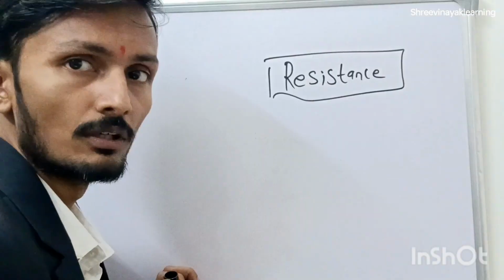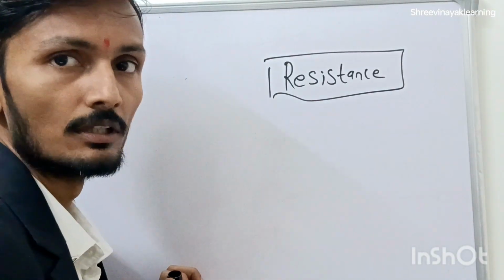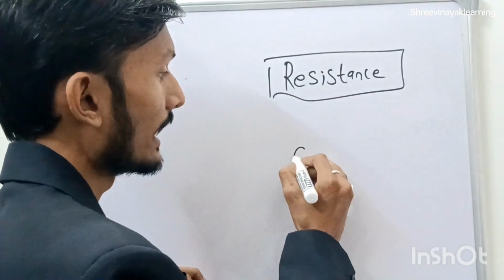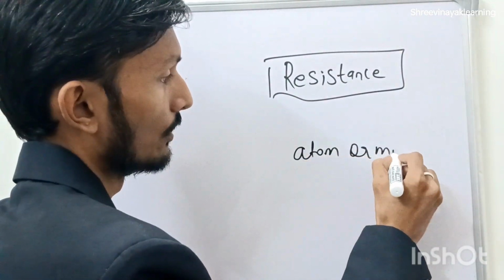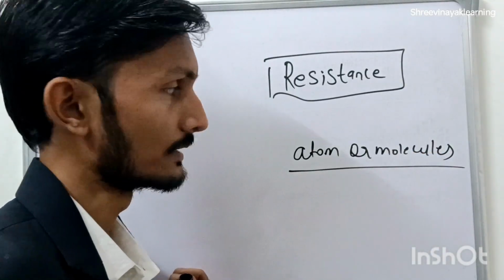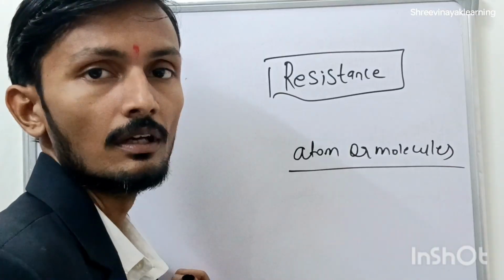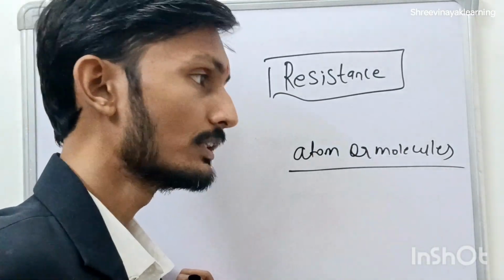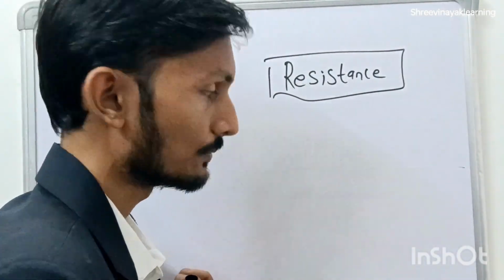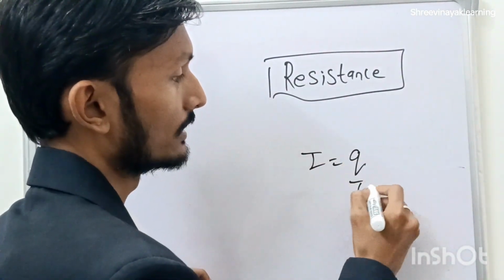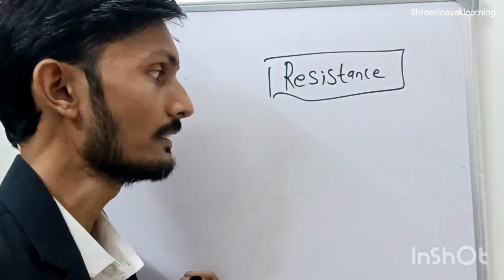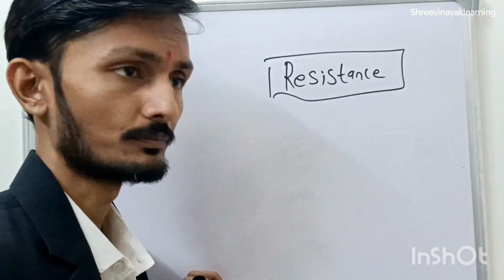Do you know why this resistance is offered? Who is responsible for this opposition? Basically, the atoms and molecules of a substance cause a hindrance in the flow of electric current. And we know that electric current is basically the rate of flow of charge. So current is defined as Q by T, or rate of flow of charge. We define how the electrons flow in a conductor as the current flow in a circuit.